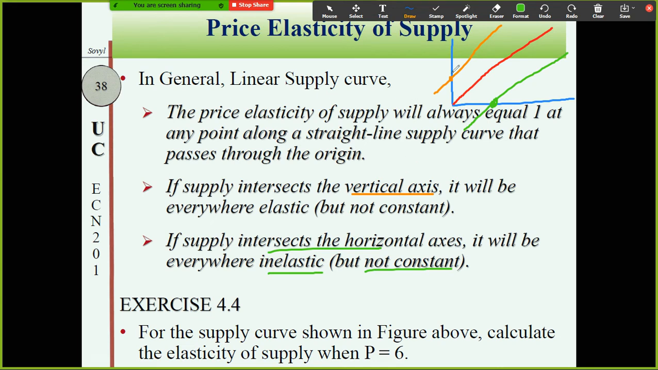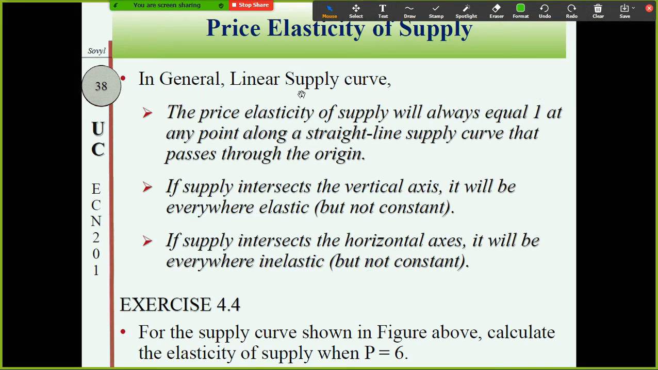So if the supply curve crosses the vertical axis, it must be elastic everywhere. But if the supply curve crosses the horizontal or x-axis, it must be inelastic everywhere but not constant. Constant is only when it passes through zero, the origin point. This is a condition you need to remember, which we call the general condition.